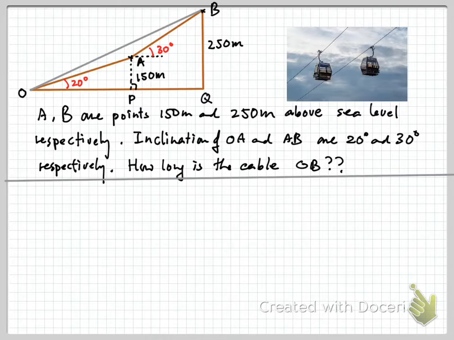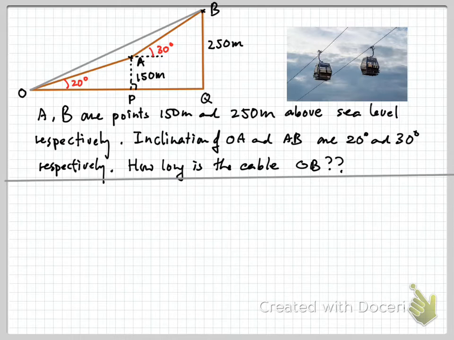We have OA and AB. OA is more gentle; the inclination is 20 degrees. AB is steeper; the inclination is 30 degrees. So 30 degrees is the angle the line AB makes with the horizontal. Now we stretch a cable between O and B. OB is the cable car.